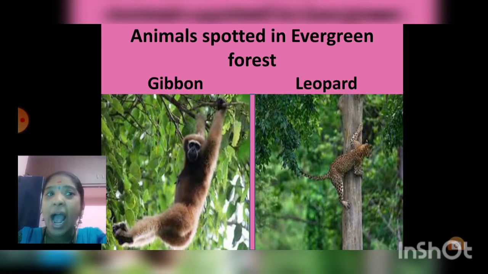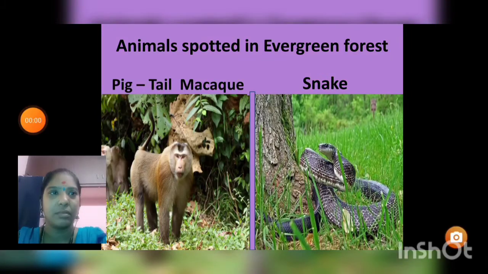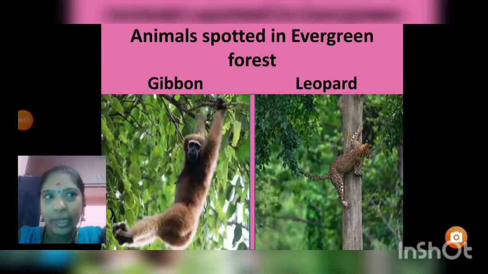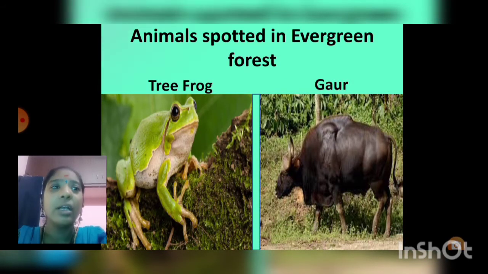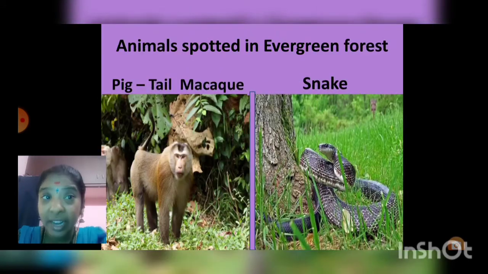And the gibbon and leopard. The gibbon resembles a monkey, but it has different features. Gibbon and leopard are also animals spotted in the evergreen forest. Along with gibbon, leopard, frog and gaur, you can also see the pigtail macaque and snakes, which are special in the evergreen forest. So these are the animals which are spotted in the evergreen forest.